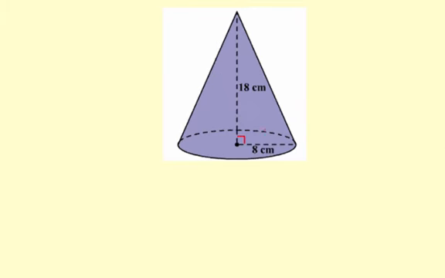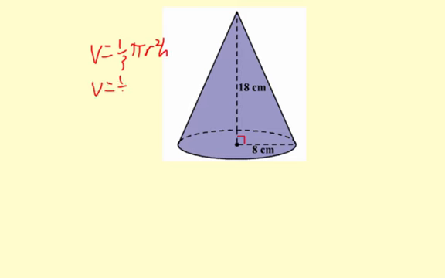Now let's look at a cone. So the 1/3 idea also applies to cones. A cone volume is 1/3 of the volume of a corresponding cylinder. So the volume for a cone is 1/3 pi r squared h. So let's find out what this volume is.